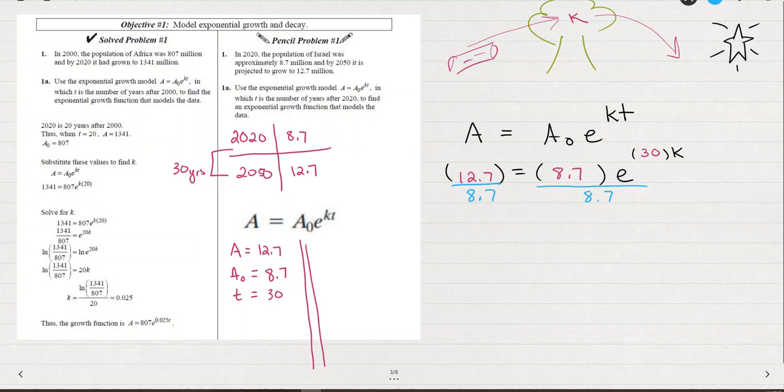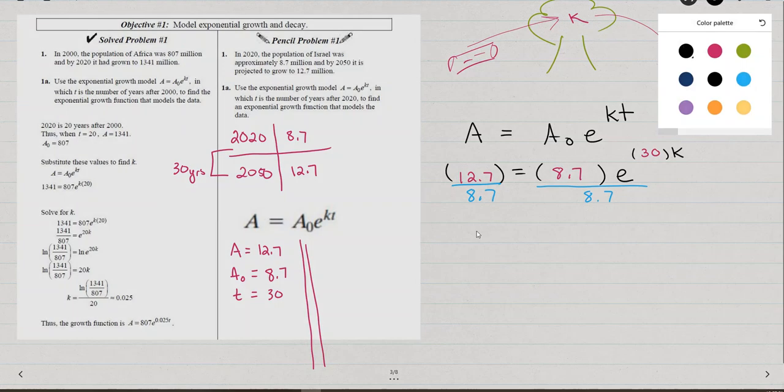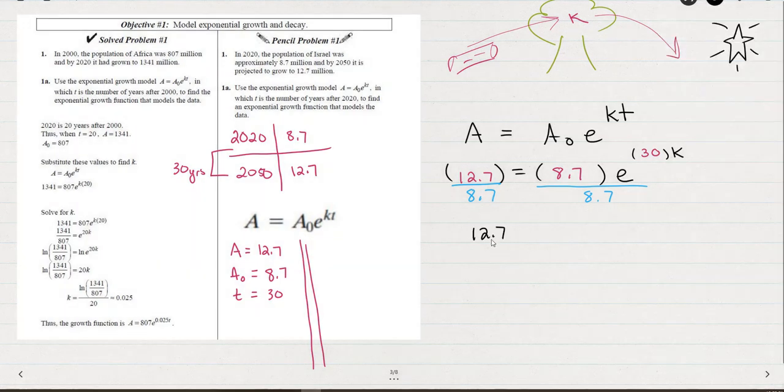So I have 12.7 over 8.7 equals e to the 30k. And then how do I get a k down from the tree? How do I get this k? Let's see, exponent down. You guessed it, we're going to throw a log at it, right? This log will knock the k down with the 30 also.